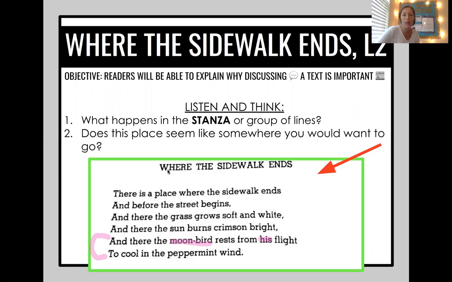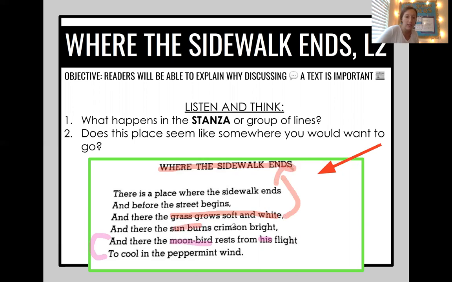Now we're going to look for some words that tell us about what, which I'm going to mark in red. We already know that our what is going to be anything about where the sidewalk ends. And this first stanza is already telling us what that place is like. There is a place where the sidewalk ends and before the street begins, and there the grass grows soft and white. So that tells me about how it is. It's soft and white, the grass there. So it tells me how it is. So it tells me about our what because it tells us more about the title.